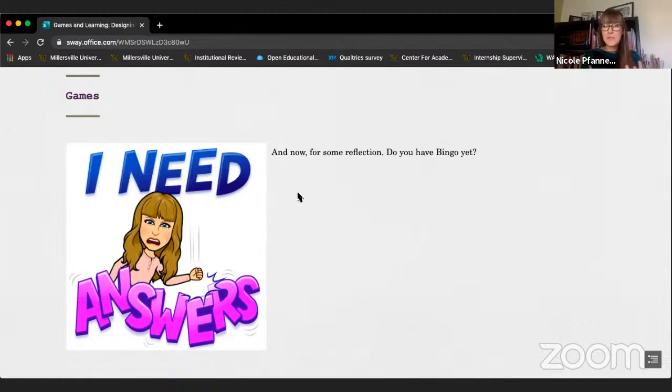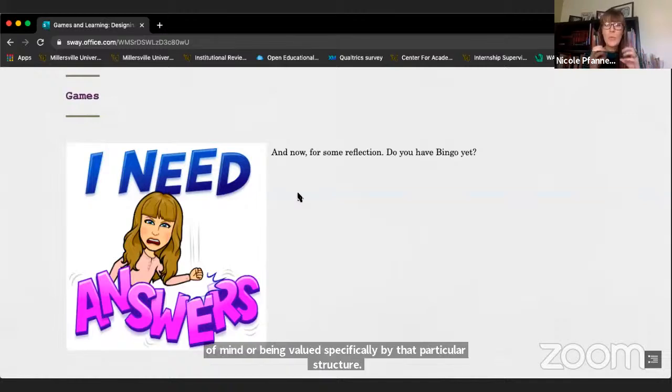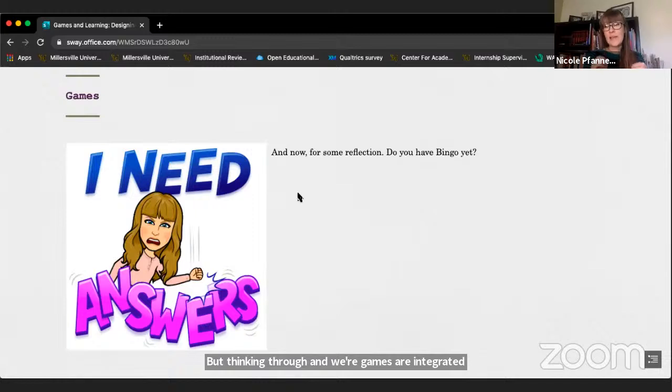And these kinds of bingo spaces can be used in synchronous learning. They can be used in asynchronous learning as well for very specific reasons. And we're going to, closer to the end of the presentation, get back to how it models habits of mind and what habits of mind are being valued specifically by that particular structure. But thinking through where games are integrated and why is really, really important.